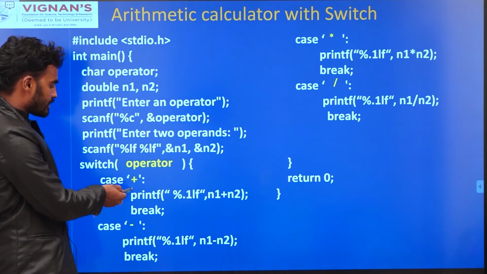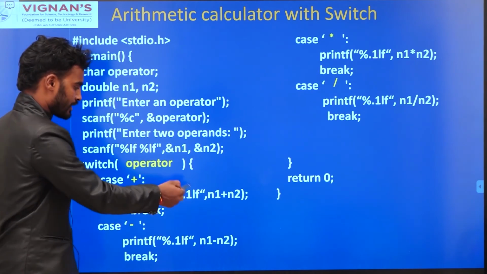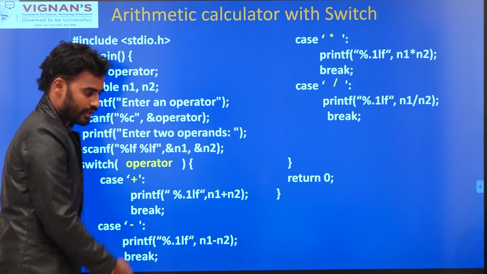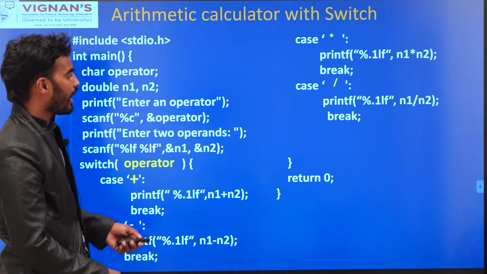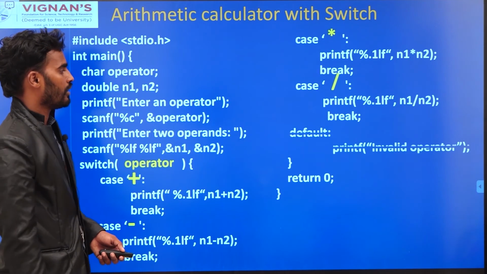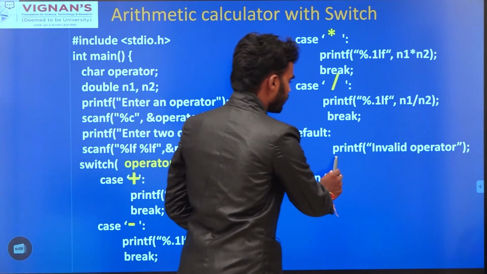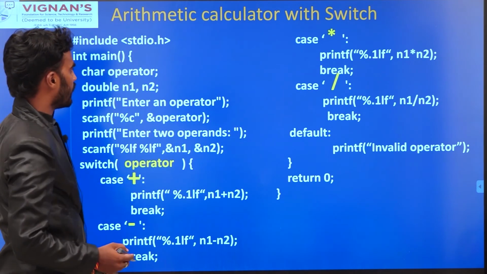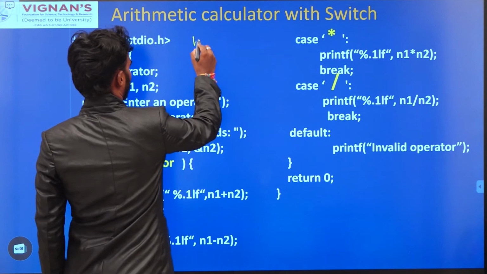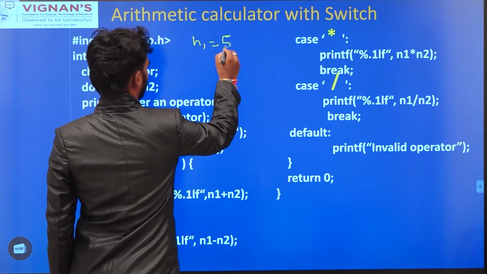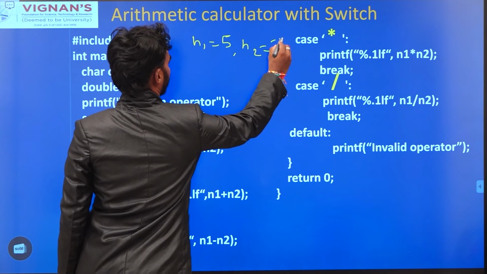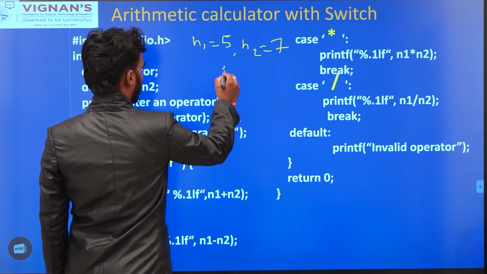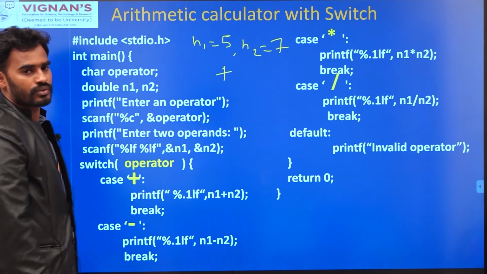If the given operator matches the plus label, then this statement will be executed. If the given operator matches the minus label, this statement will be executed. And if it does not match any label, then the instruction you specified in the default block will be executed. Let's take an example. If n1 is 5 and n2 is 7, and if the operator is plus, so what happens?